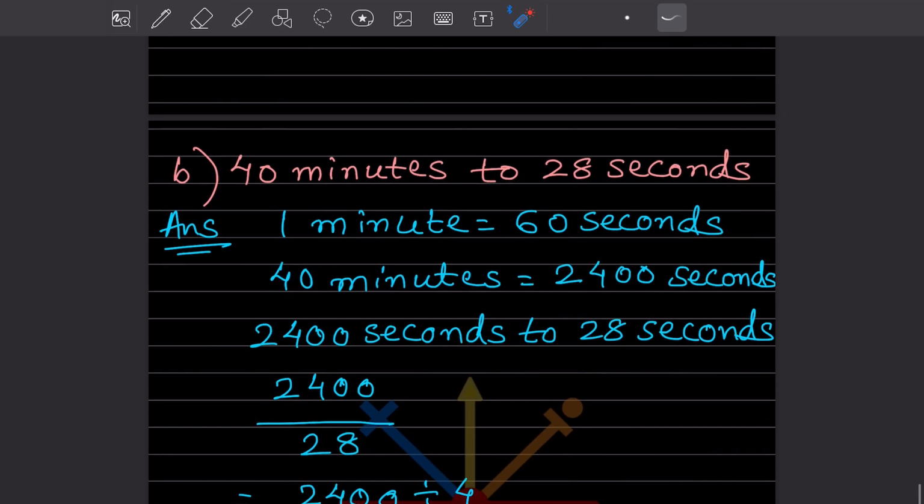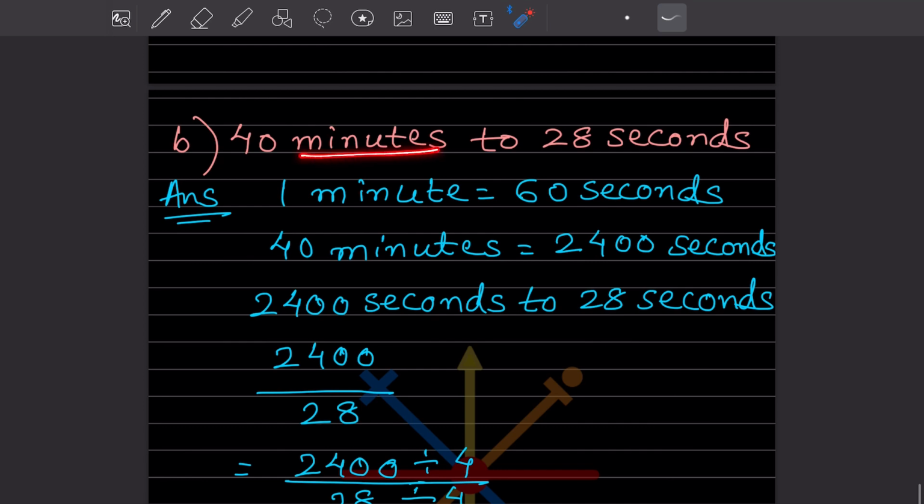Now here it says 40 minutes and this is in seconds. So either you make it to minutes or make it to seconds. The unit should be the same. So what did I do here? Because minutes is bigger, I just converted this to seconds. So first thing we have to look at, what is 1 minute? 1 minute is 60 seconds. So how many minutes do we have here? 40 minutes. So 40 minutes means what? See, 1 minute is 60 seconds.